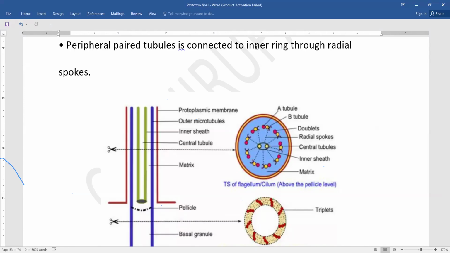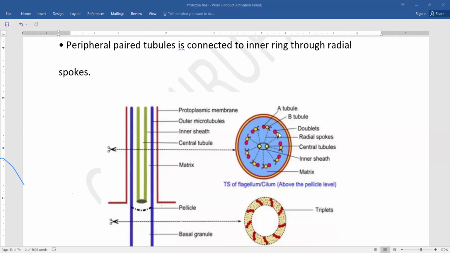Is there any doubt? Okay, so anyway, this is the TS of a flagellum. This is actually the TS of the basal granule. Here these are two tubes. This is one, this is one. Central two tubules are present. That is two, and you count it.